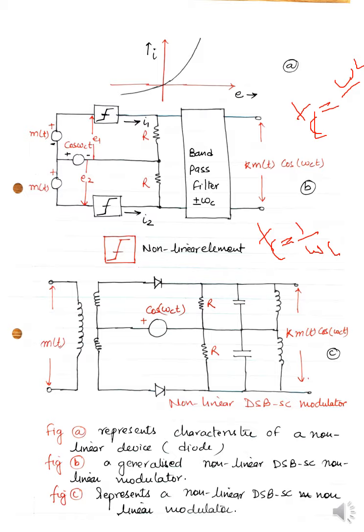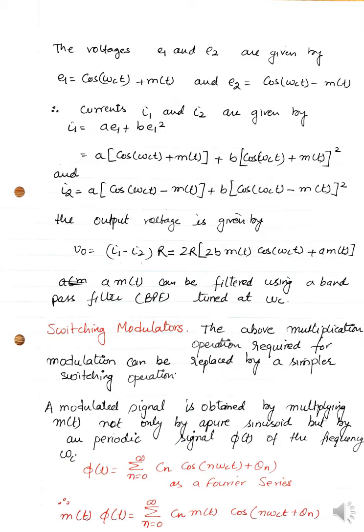Figure A represents the characteristics of a non-linear device, the diode. A generalized non-linear DSB-SC modulator is shown here, with the presence of a non-linear device known as a diode. The voltages E1 and E2 are obtained by applying KVL, Kirchhoff's voltage law, in the first loop and then in the second loop. E1 will be equal to cos ωct plus m(t), and E2 will be equal to cos ωct minus m(t).